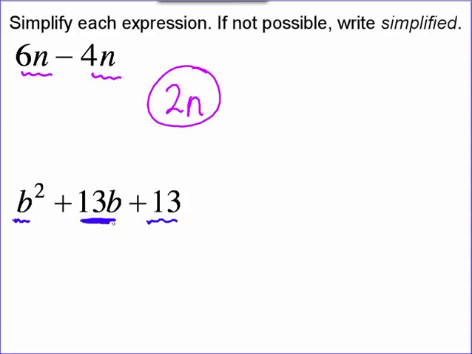The only way I could add 13 to something is if it would be like plus 5, or if it would be like minus 6. Has to be the exact same in terms of variables and numbers. So in this case, this one is actually simplified.